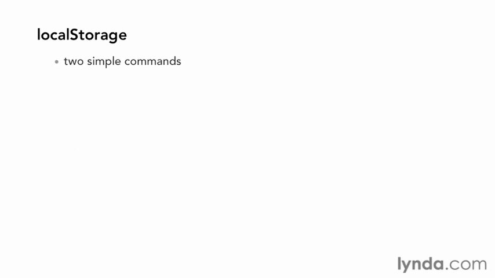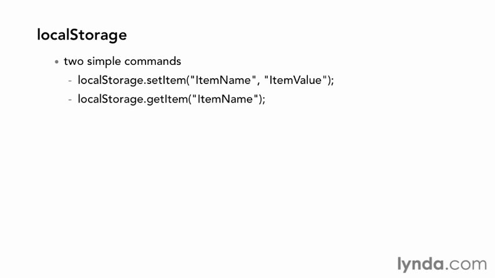Although there are a few other commands for local storage, most of the time you'll be using these 2, setItem and getItem. SetItem takes 2 arguments. The first is the name of the item that you're setting, and the second argument is its value. For getItem, you only need the name.